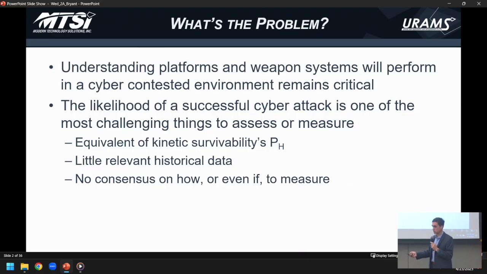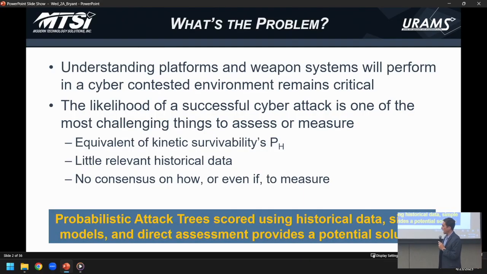So I'm going to show you an approach that we've worked out. I believe that probabilistic attack trees are scored using a combination of historical data where we've got it, simple models where we don't, and then direct assessment where I have to, provides a potential solution to figuring out a meaningful likelihood, which is all we're going for here. I'm not going for the right answer. I'm going for right enough to inform better decisions. Again, that's the final goal. Remember, we're building things. We're building airplanes, and we want those airplanes to be survivable enough to meet their mission objectives.